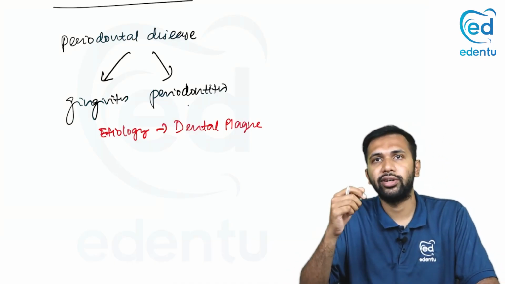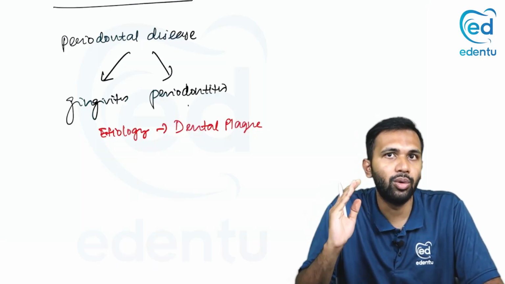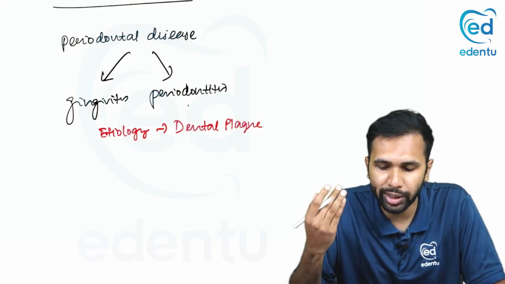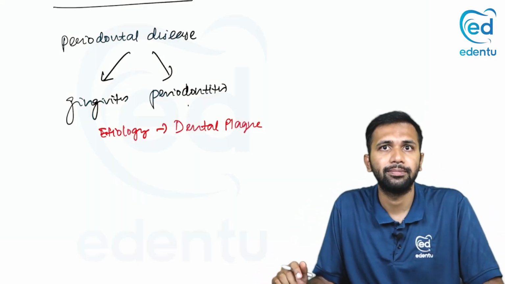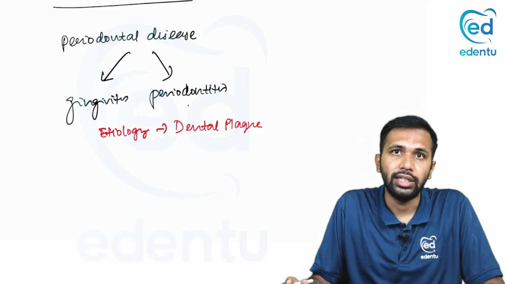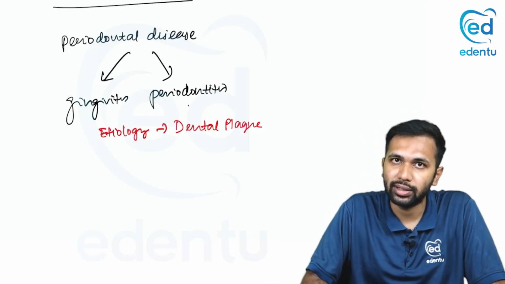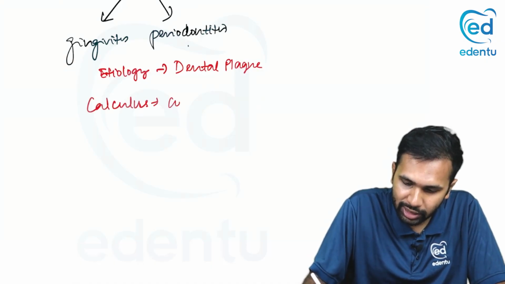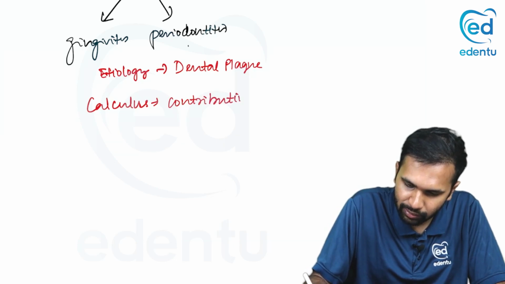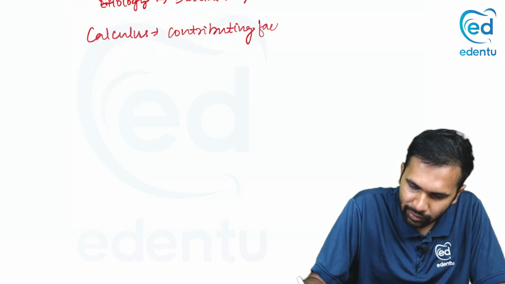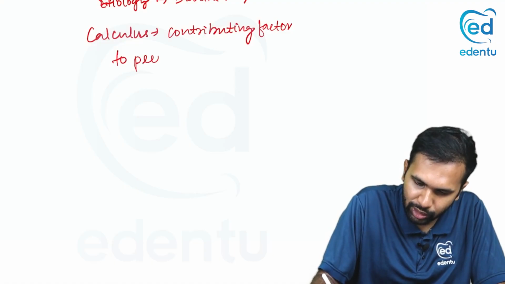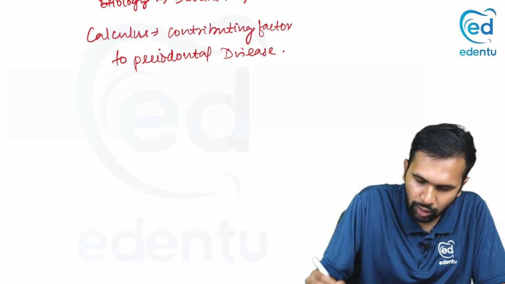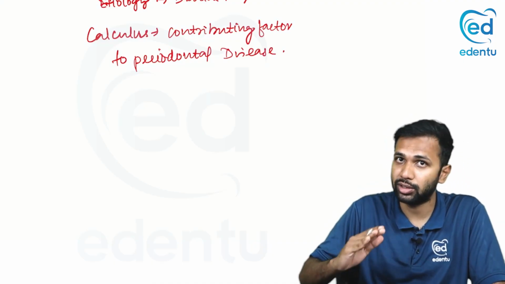Then, in your third year and final year or internship perio postings, more focus was spent on removing the calculus during scaling. Why do you do so? Why do you pay so much importance or attention to your calculus when it is not the etiology? Even though the etiology is dental plaque, your calculus is called the contributing factor to periodontal disease. It is not the etiology.